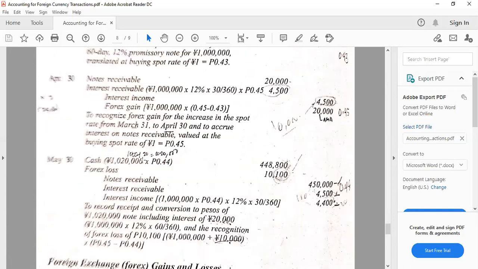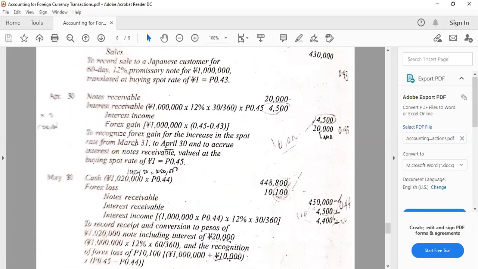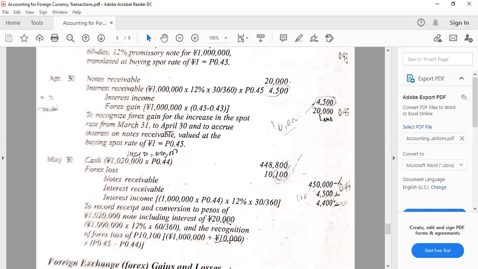And then we close the interest receivable from here, and recognize the interest income based on the updated rate, 0.44 times 12% times 30 days from April 30 to May 30 over 360. For computation of interest, remember, we use the actual days, but the business year is composed of 360 days. And the cash should be the principal plus the total interest, multiplied by the prevailing rate. All right, so those are the inputs for loans receivable. This could be tricky as compared to import transactions alone.